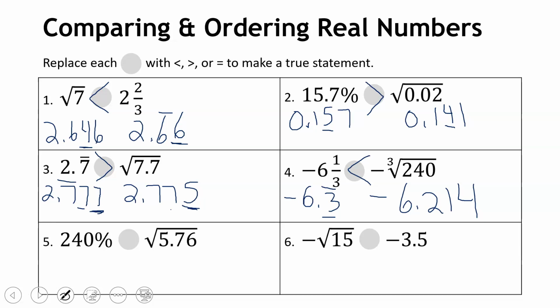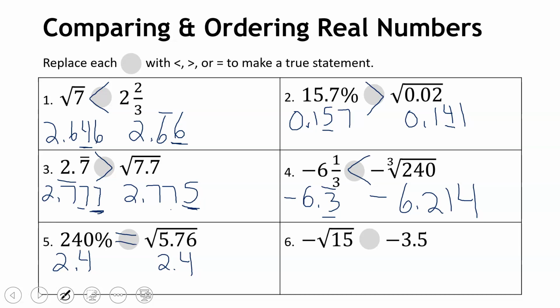Moving to number 5, we're going to convert 240% to 2.4, 2 4/10. Percent to decimal is moving your decimal point 2 places to the left or dividing by 100. And then we're going to take the square root of 5 76/100, which is also 2 4/10. They are equal to one another. They're the exact same number, so we use the equal to sign in that gray circle.